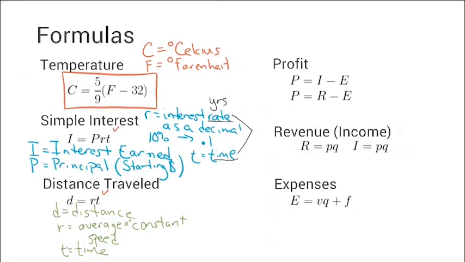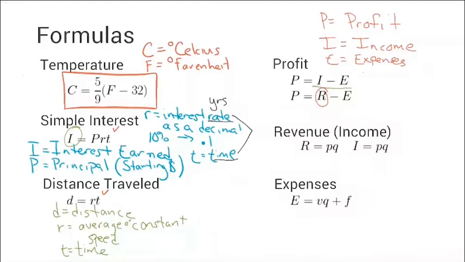Okay. For our profit equation, there are two of them. The book uses this first one. I don't use the first one because I always keep my capital I for interest. This I here is not interest. So for the profit equation, our P is equal to profit. If you use the I, that is equal to income. E is equal to expenses. I don't use the letter I. I replace the I with a capital R, and I call that capital R revenue. So the one I typically use is profit equals revenue minus expenses.